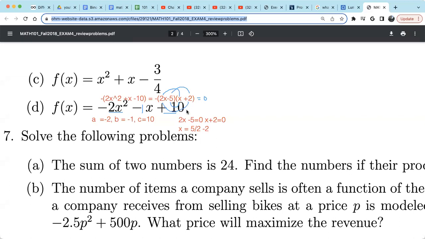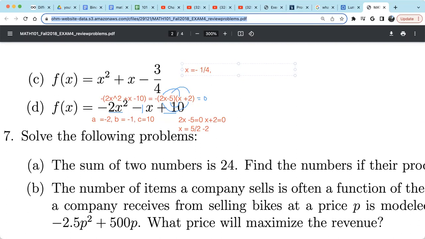So what else do I need? I need the line of symmetry, right? x equals negative b over 2a. What is b? b is negative 1. Negative 1 becomes positive 1 over 2a. 2 times negative 2 is negative 4. So we get negative 1/4. So the line of symmetry is x equals negative 1/4.